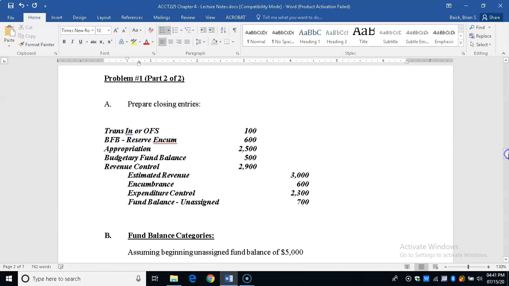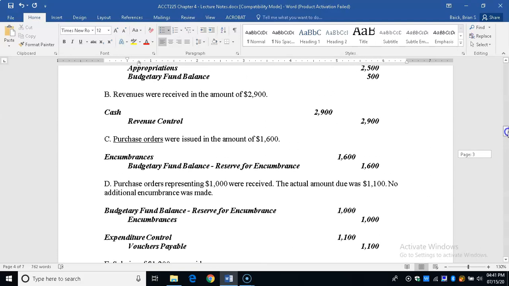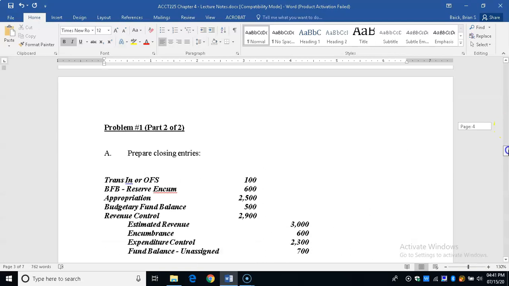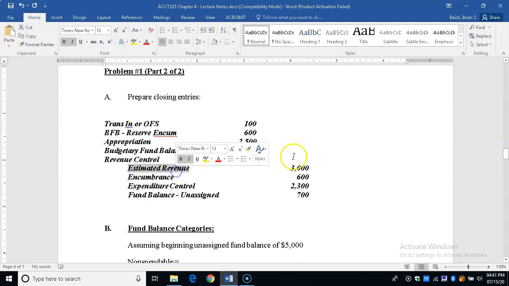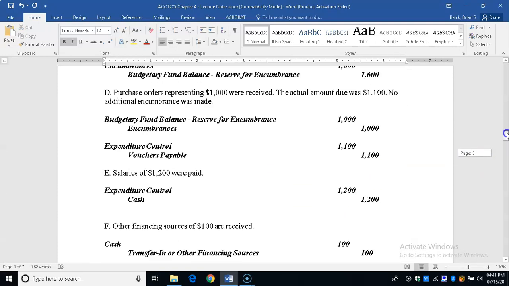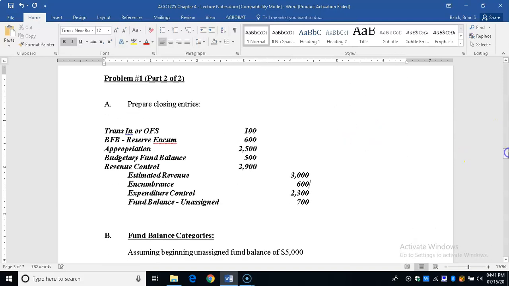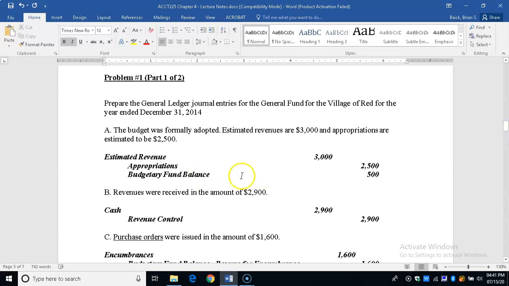Okay, so how do we do that? Here's what we do. We're going to go one by one. And budgetary accounts, okay, so we have this. We want to close this out. Estimated revenue is debit for $3,000. So what we do for the closing entry is, you do the opposite. We credit estimated revenue for $3,000. Going back here to Part A, we have appropriation. We credit for $2,500. So how do we close appropriation? We're going to debit appropriation for $2,500. Budgetary fund balance, $500 credit.